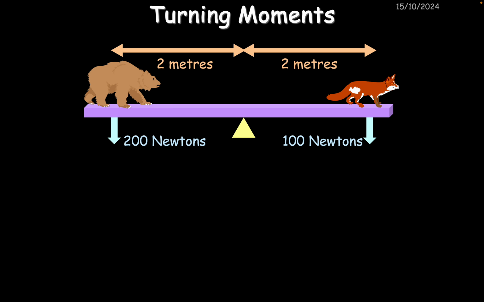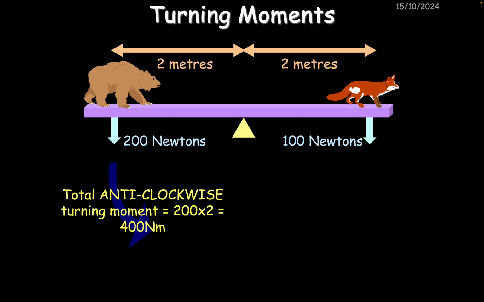What will happen? The anti-clockwise moments are under the bear, and this is what you've got to do: the sum of the anti-clockwise moments, which over here they've written as total. Often in physics we call it the sum of the anti-clockwise moments because you may have more than one weight adding to the anti-clockwise moments. In this case it's just the bear.